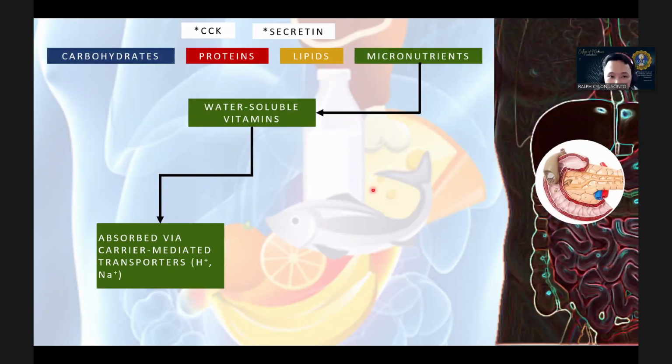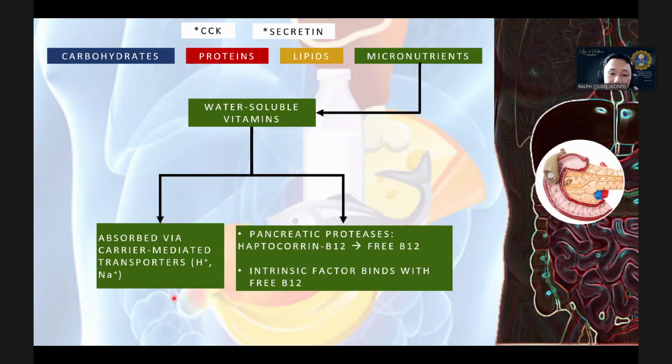So mainly your water soluble vitamins, your B vitamins plus your vitamin C, they are generally absorbed via a H plus or a sodium dependent co-transporter. So that's the general mechanism, except for your vitamin B12.